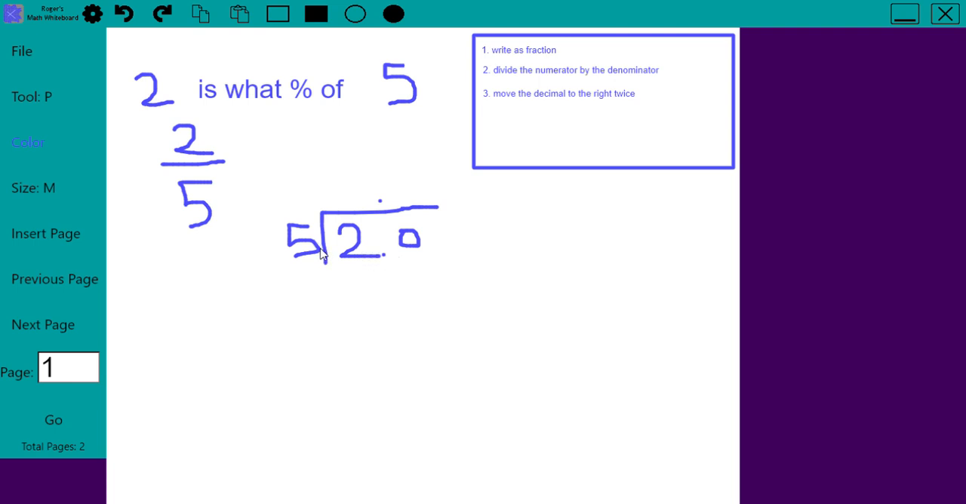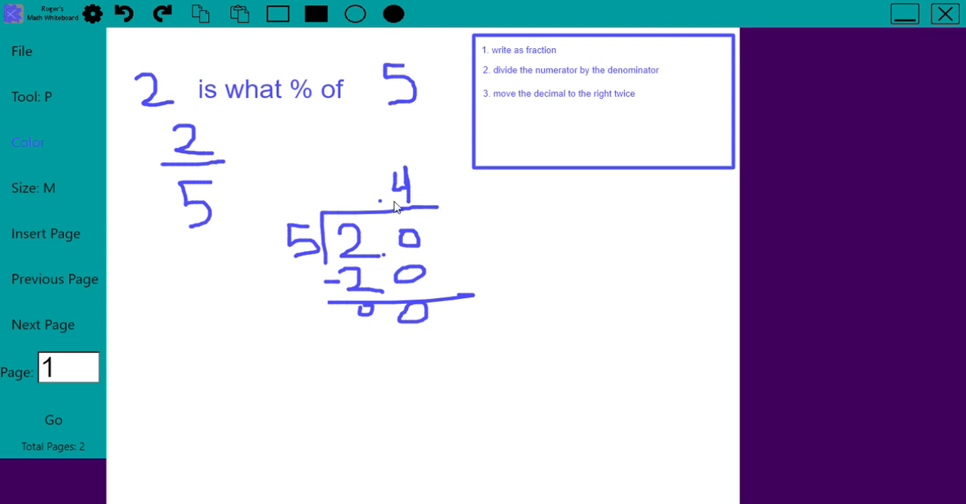Alright, 5 goes into 20 4 times. 4 times 5 gives me 20. And then I would subtract, I would get no remainder. So I need another 0. And this is the correct answer, no remainders. So 0.4. Now I need to convert this into a percent because that's what it's asking: 2 is what percent of 5.